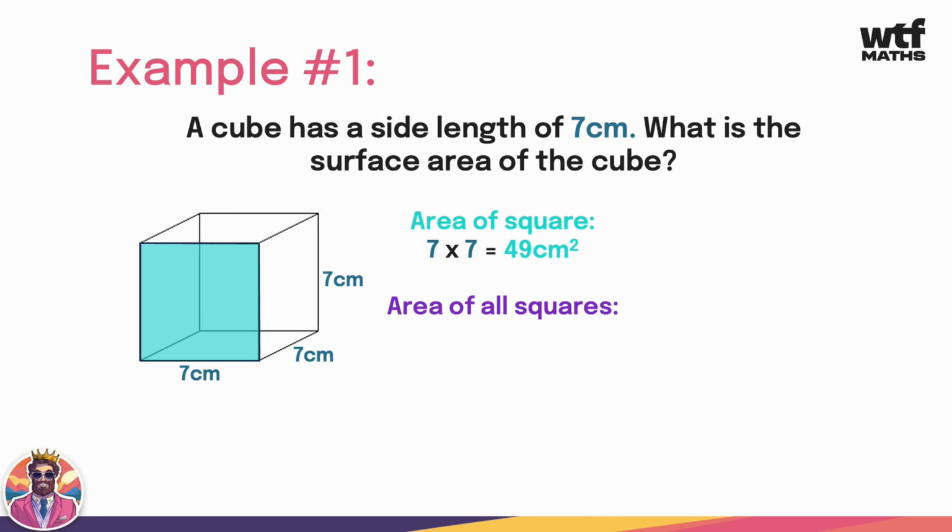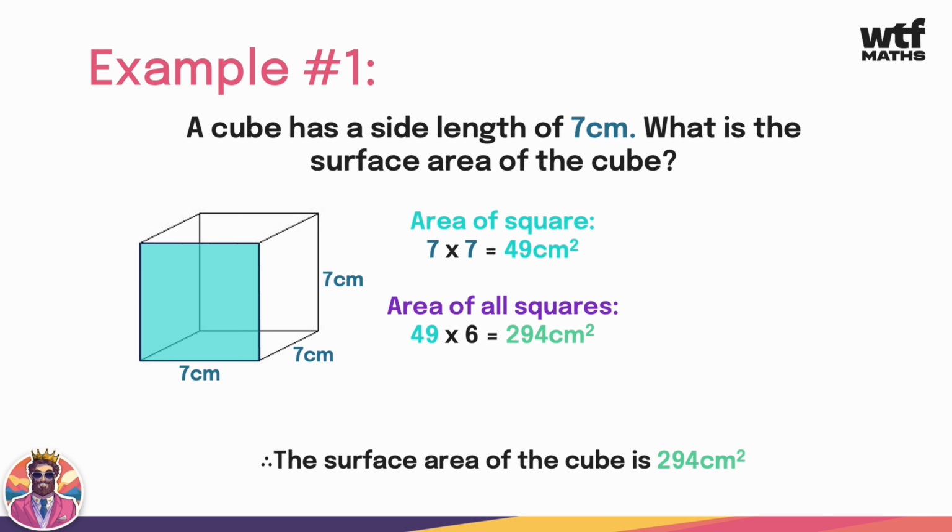And if I want to find the area of all the squares, well, on a cube there are 6 squares. So if I just times my answer by 6, I'll get 294 centimeters squared. So the surface area of this cube is 294 centimeters squared. So that is the total area that covers the entire outside of the cube.